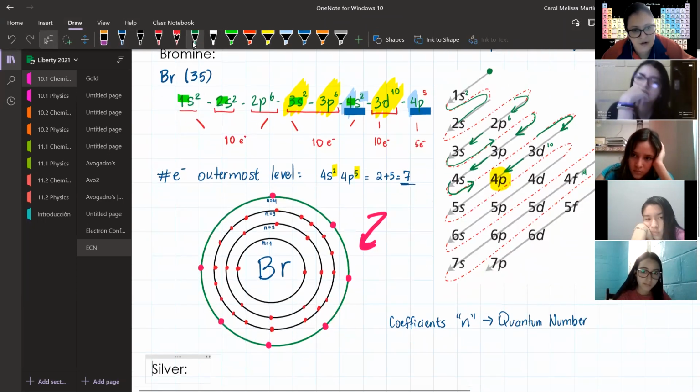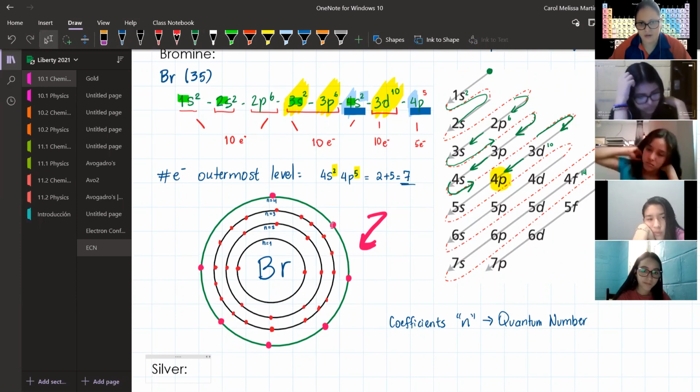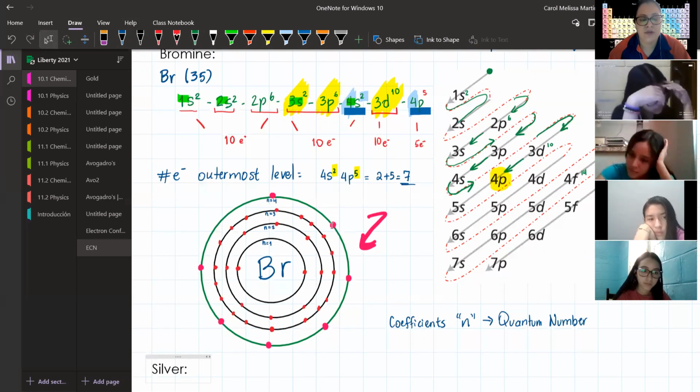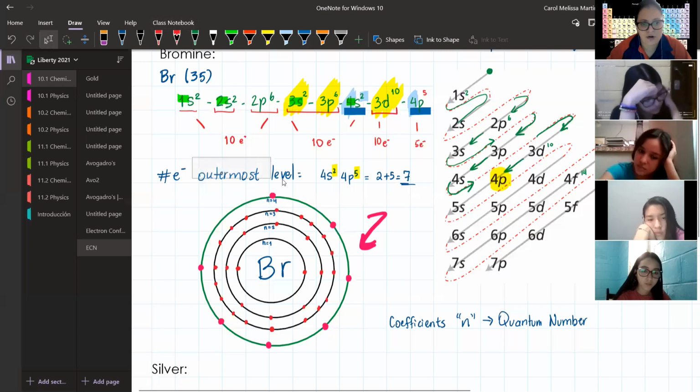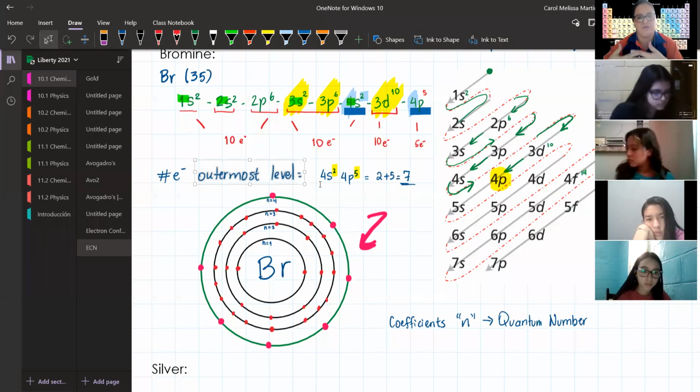I'm going to put it in a different color because of that. So what matters? First of all, the configuration matters, but we're always going to focus only on the outermost level because from here comes the next topic. But you need to know how to get to that part.